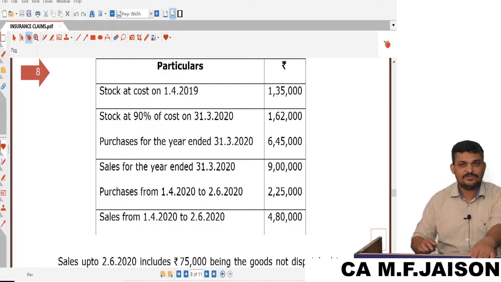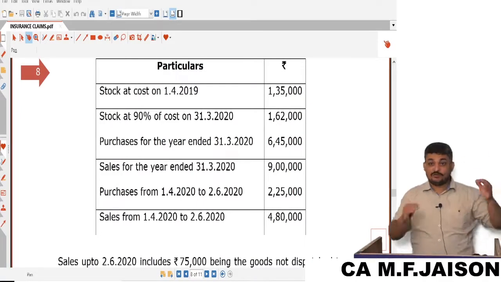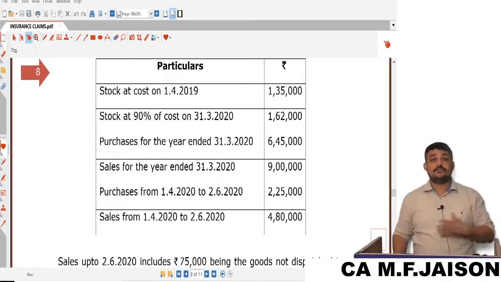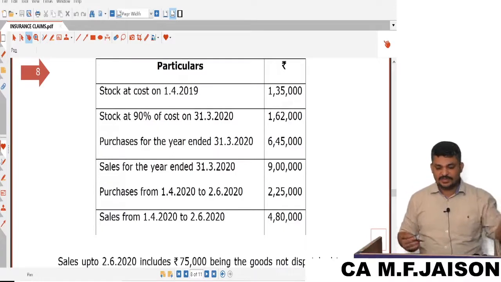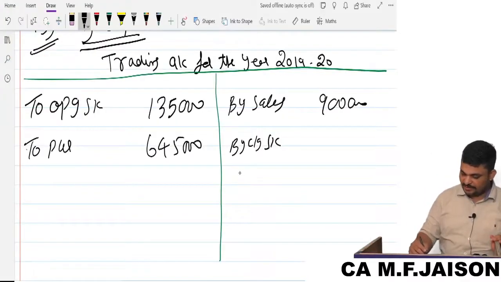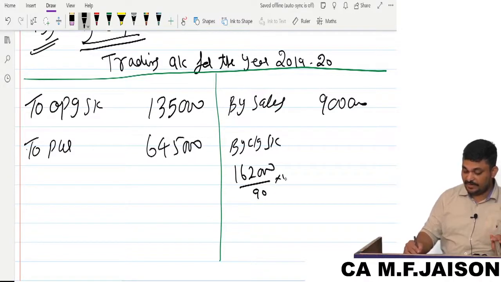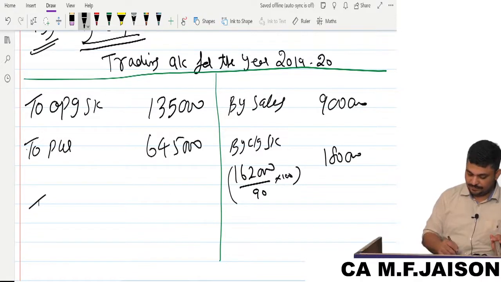We already told you if there is undervaluation or overvaluation of total stock, it's not a question of abnormality here. So then it should be brought to the original cost price. So it is 1,62,000 divided by 90 into 100. So it is 1,80,000. So we get gross profit 3 lakhs.